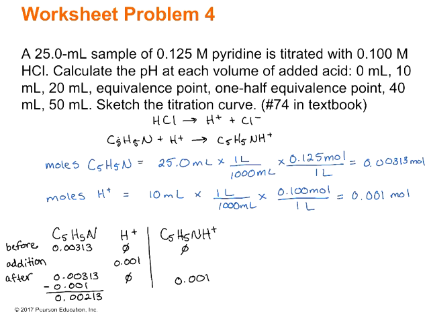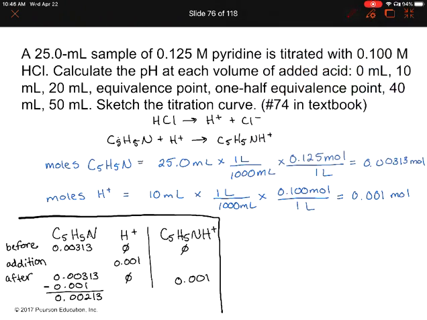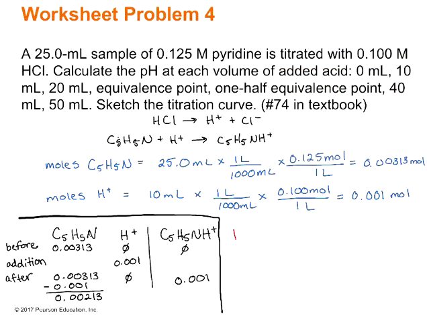All right, so now we do have a buffer. We have both the weak base and its conjugate acid present. And now we can plug those values into the Henderson-Hasselbalch equation, and that will calculate the pH for us.